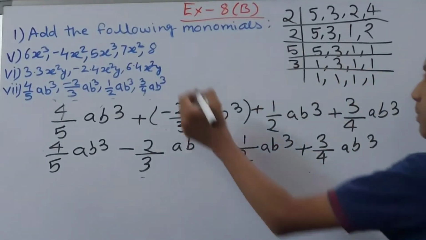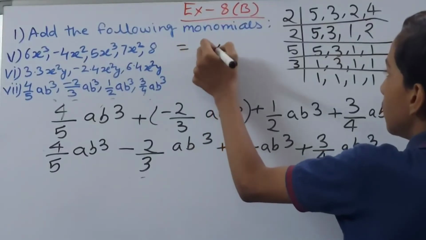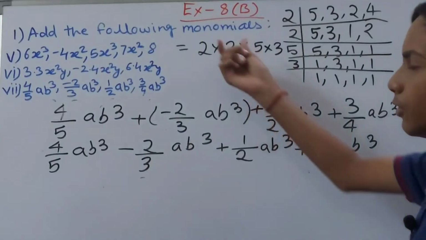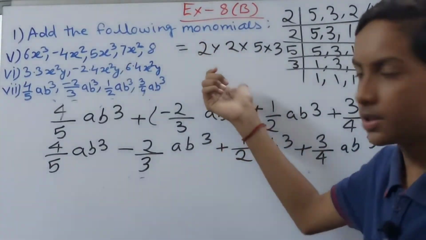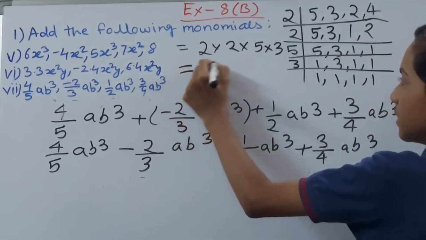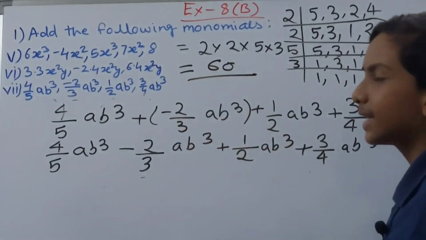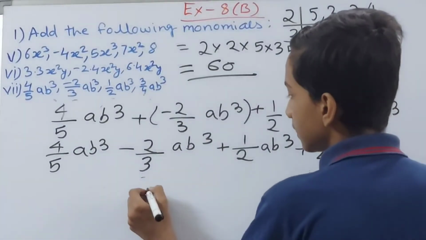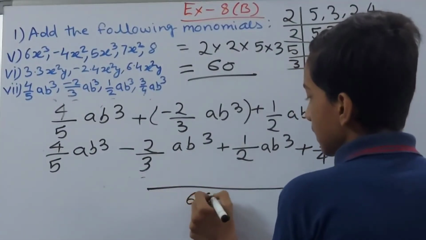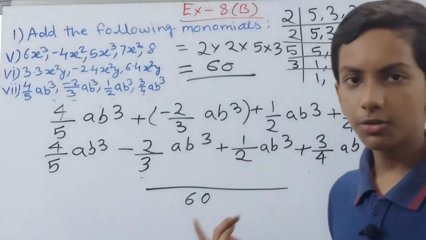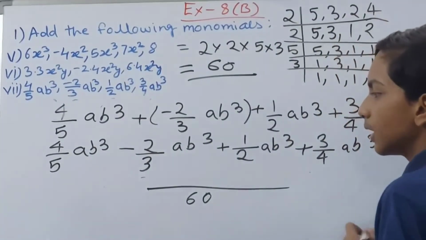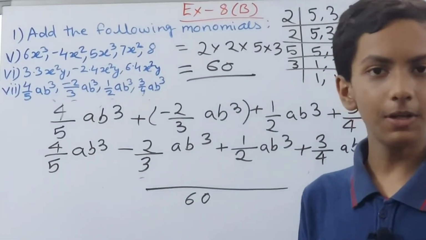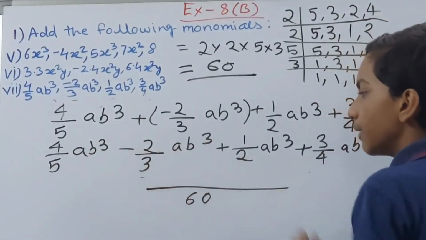Right, so LCM becomes what? 2 into 2 into 5 into 3. 2 into 2 is 4, 4 into 5 is 20, 20 into 3 is 60. So the LCM we are getting is 60. Now what are we going to do? Now here, 60. You can do this step mentally also if you are good at maths. Now 60 here, and 5, how many times is 60 divisible by 5? 12 times. So 4 into 12, 48.